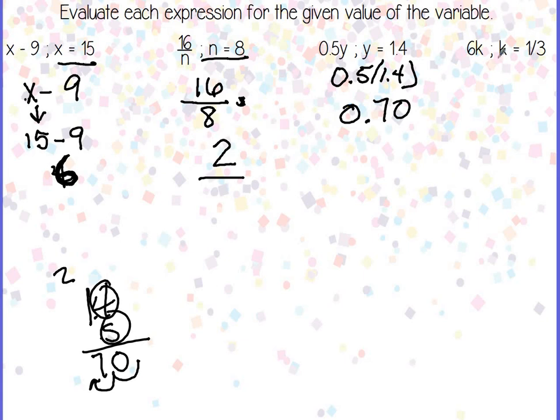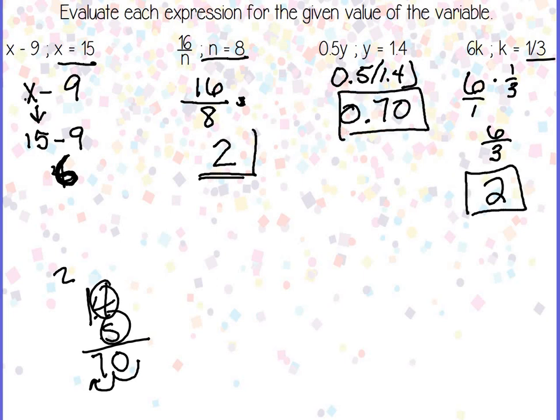Here I have 6 times k, where k is equal to 1/3. So I keep my 6, but then I substitute 1/3 in for the k. All right, and I know that I have to turn this into an improper fraction, so it becomes 6 over 1. 6 times 1 is 6. 3 times 1 is 3. And then I know that 6 over 3 is equal to 2. So all I'm doing is substituting the value that I'm given in for the variable that represents it.